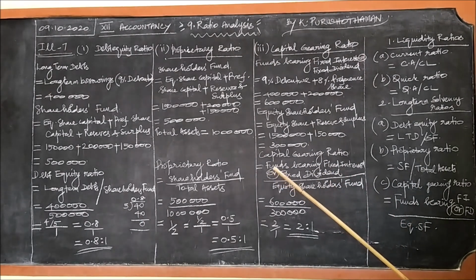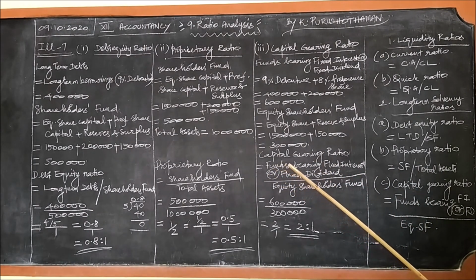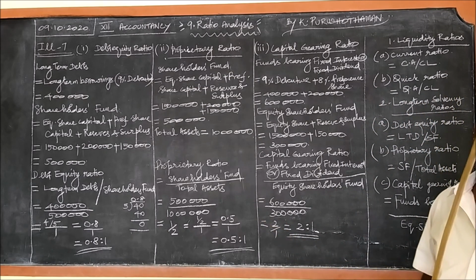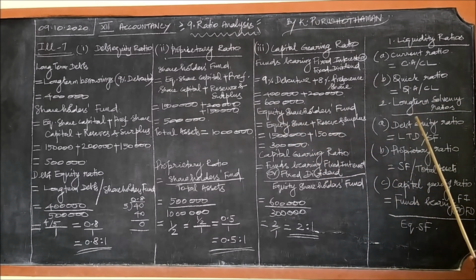What? Find the long-term solvency ratio. For that, what you should do? You should remember the 3 ratios: debt equity ratio, proprietary ratio, and the capital gearing ratio, the 3 ratios coming under long-term solvency ratio.